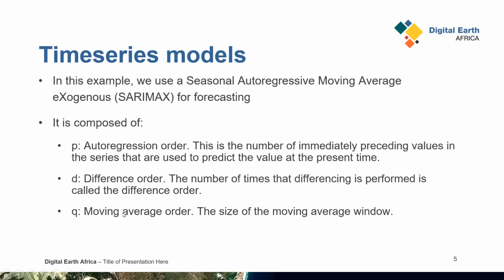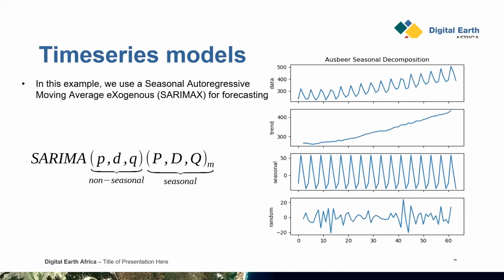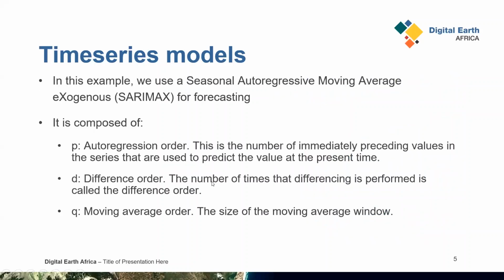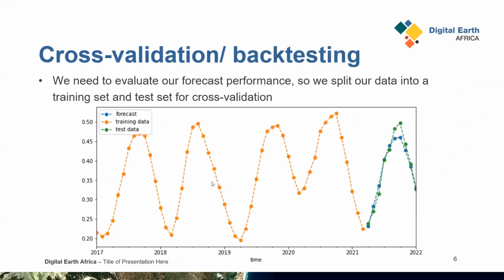And then Q is the moving average order. That's the size of the moving average window. Once again, it's quite similar to P, although this one flows through the time series to help us calculate the seasonal components and also the trend components. So we again fit P, D, and Q lowercase and P, D, and Q uppercase to the non-seasonal and the seasonal components of the time series. That's probably the major technical component.